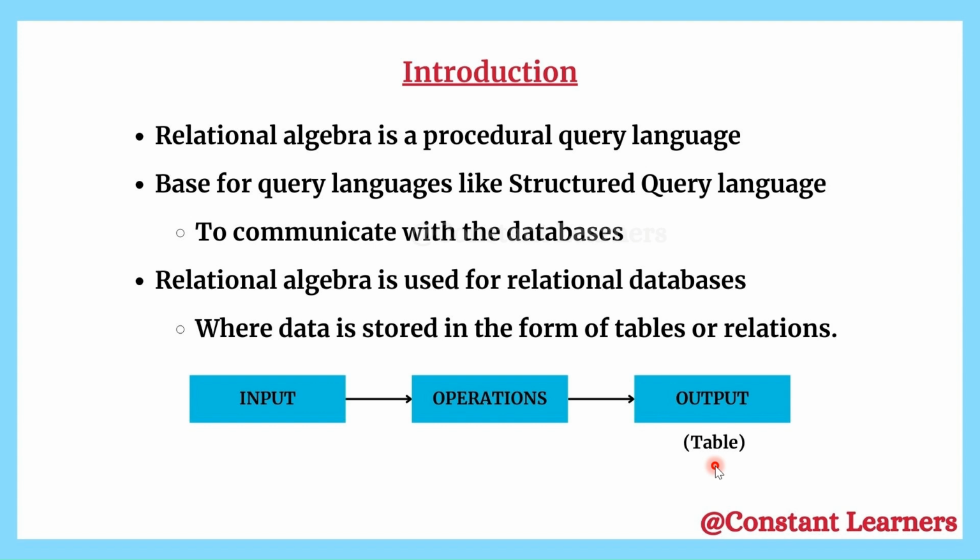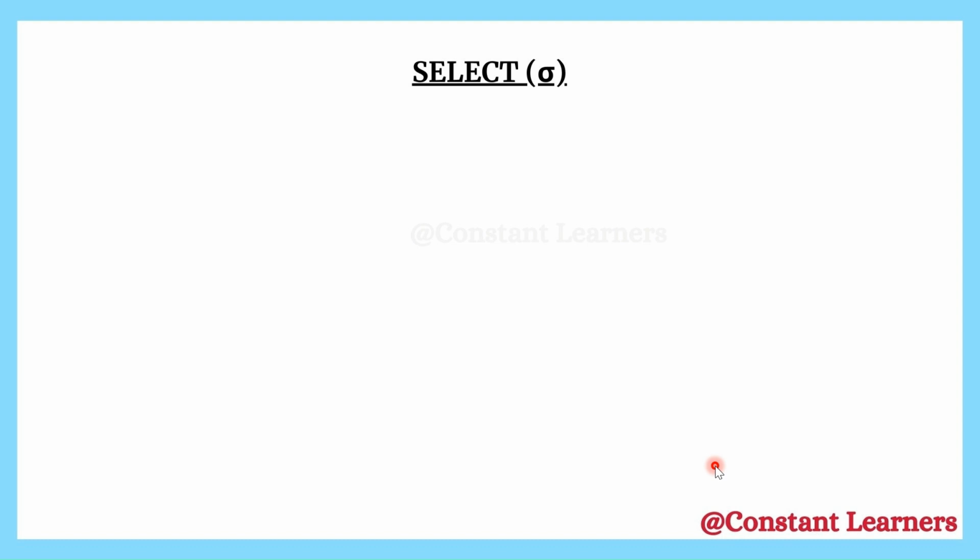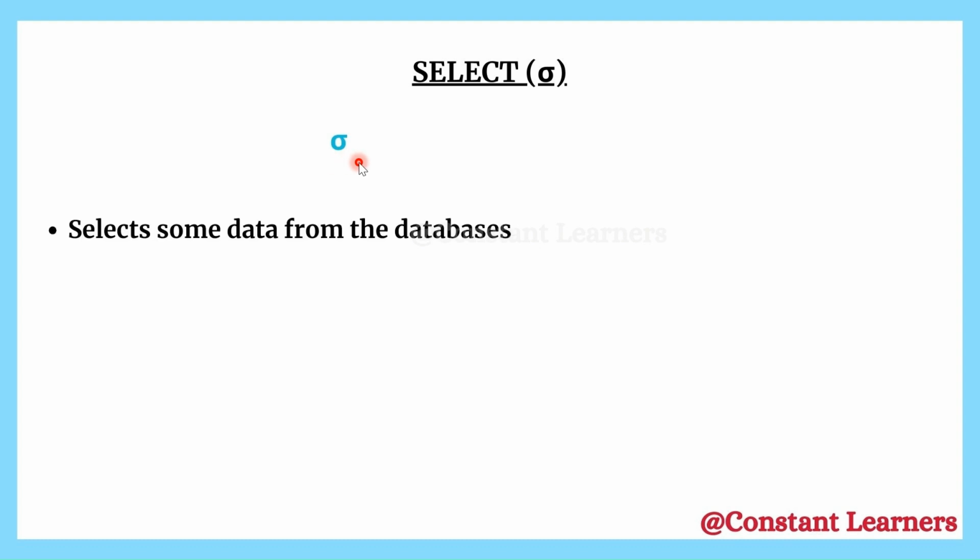Now let's understand how exactly a select operation works. A select operation is denoted by sigma, which is a lowercase Greek alphabet. As the name suggests, select operation selects some data from the databases. That is, if you want to read or retrieve some data from the database, we can use the select operation. All right. Now, what data will be retrieved from the database? Whatever condition we are giving, right?